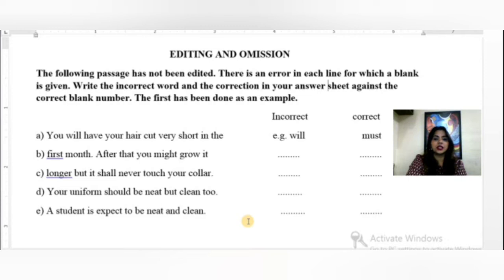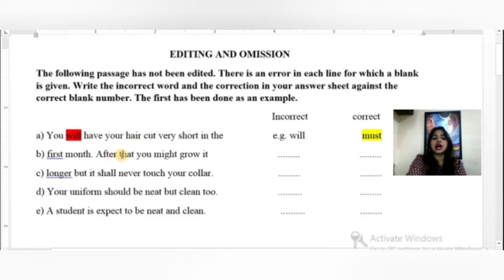The person who is speaking is instructing the person who is listening. So, you will have your hair cut very short in the first month. As you can see, when we have identified the incorrect one and the correct one is provided as must, then we understand that here somebody is putting a strong obligation. An obligation is being put up. You must have your hair cut very short in the first month.